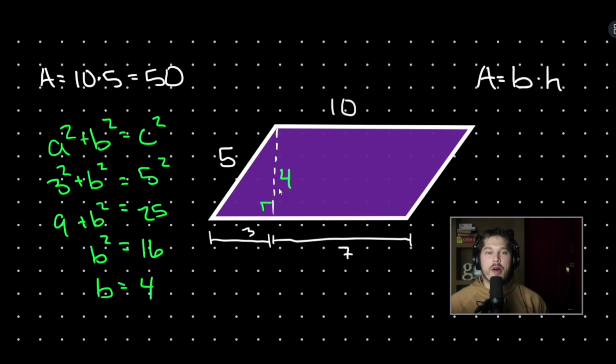Now we have our base and our height, so we can use our simple base times height formula to get that 10 times 4 is 40. So the area of this shape would be 40. Of course, if it gave us units, if it said our units were in centimeters, then our final answer would not just be 40, but it would be 40 centimeters squared.